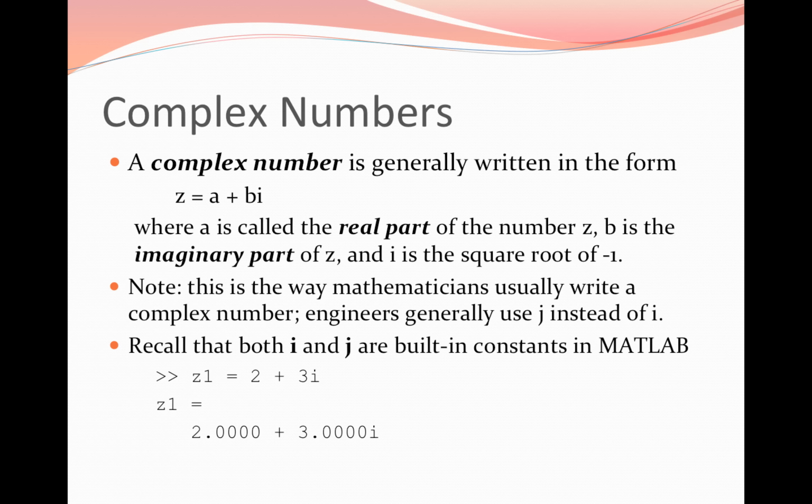So I could create a complex variable, for example, z1, by saying it's 2 + 3i. And you see that's the way MATLAB would give it back to us. MATLAB always gives it in terms of i rather than in terms of j. Or we could create a complex number by having it be the square root of a negative number.